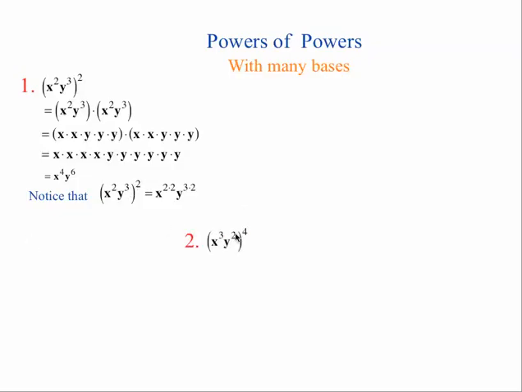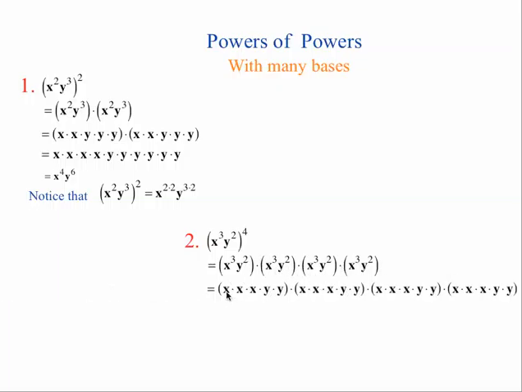Okay, here's example 2. Let's see if that happens here as well. X to the 3, y to the 2, all to the power of 4. So we have x to the 3, y to the 2 times itself 4 times, which is going to give us x times x times x times y times y, 4 times over. Then notice how many x's we have all together. We have 1, 2, 3, 4, 5, 6, 7, 8, 9, 10, 11, 12 x's times 1, 2, 3, 4, 5, 6, 7, 8 y's. So x to the 12 times y to the 8.